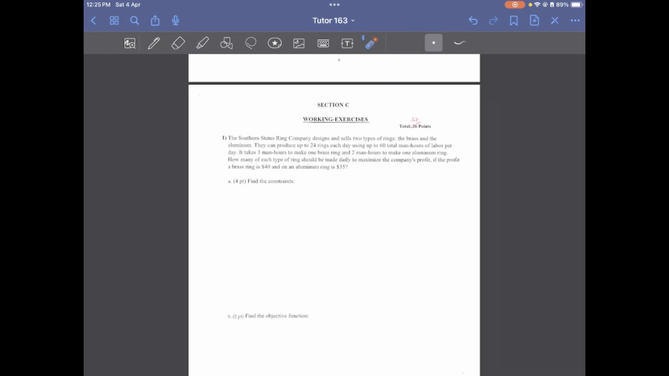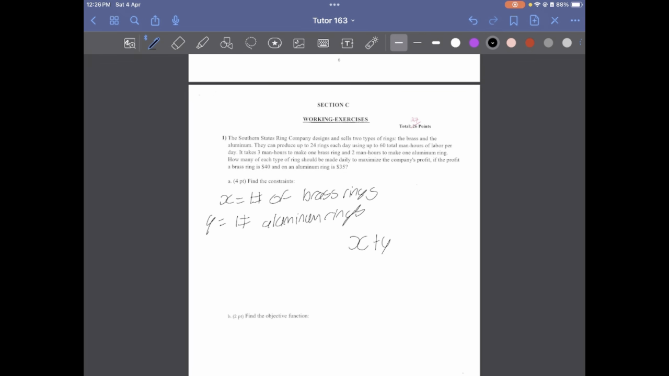So let's use X to represent the number of brass rings and Y to represent the number of aluminum rings. Right? So it says that they can produce up to 24. So they can produce 21, 22, 23, up to 24, but they can't go no more than 24. So X plus Y is less than or equal to 24.